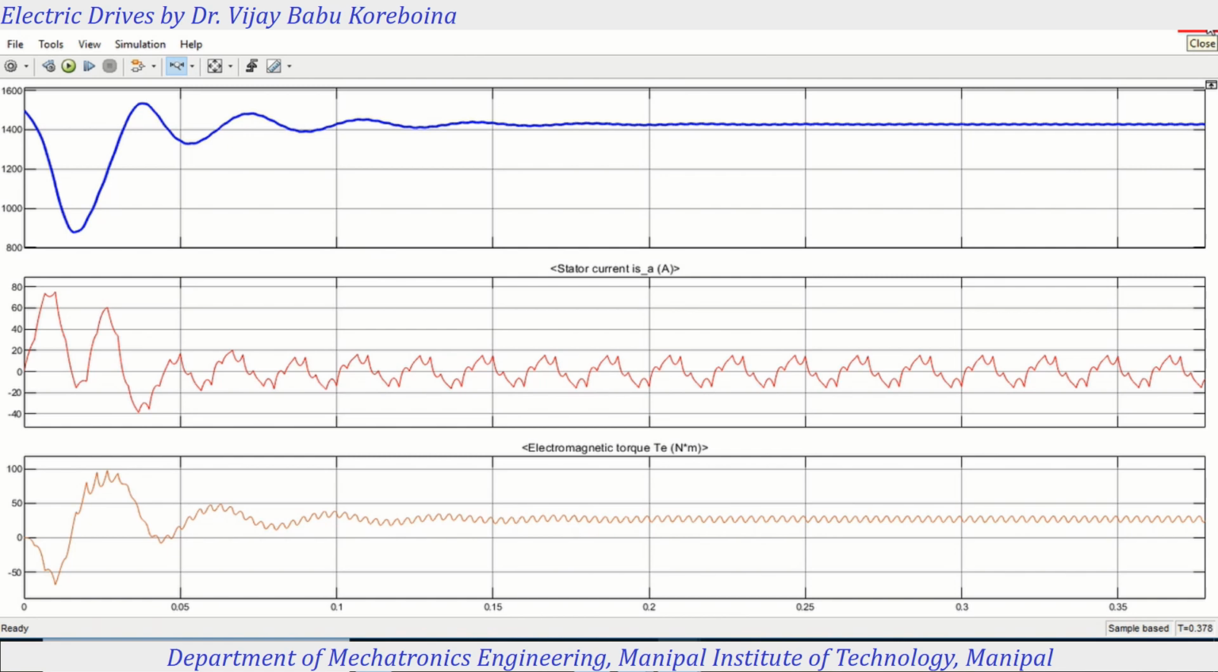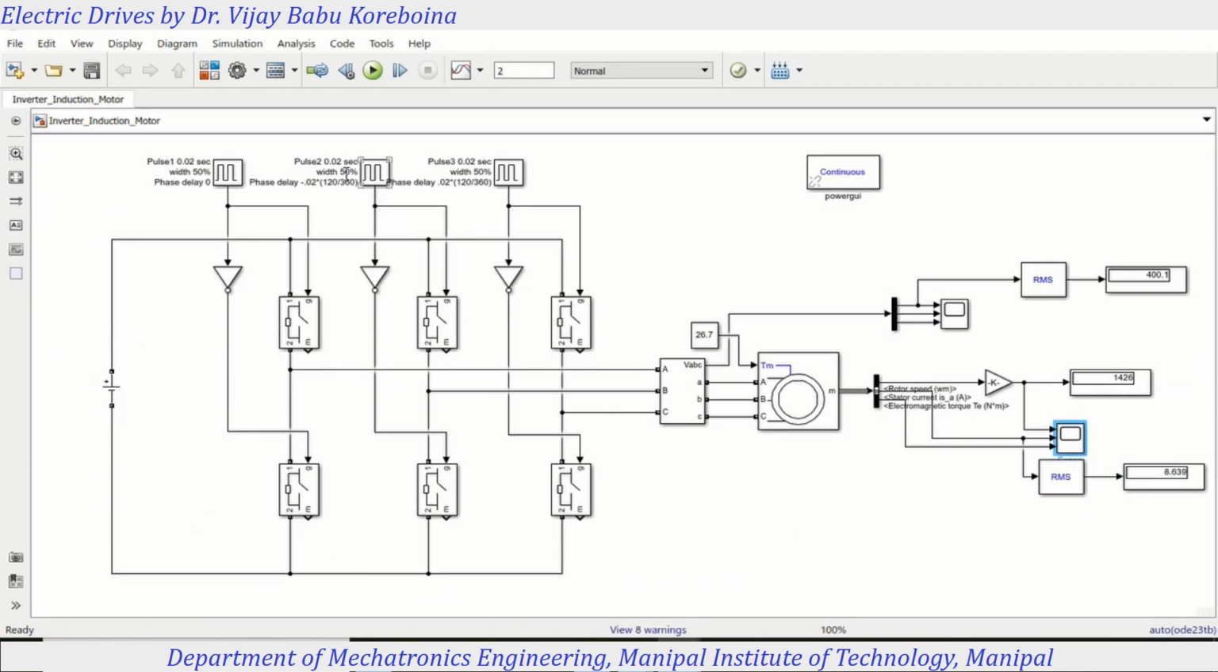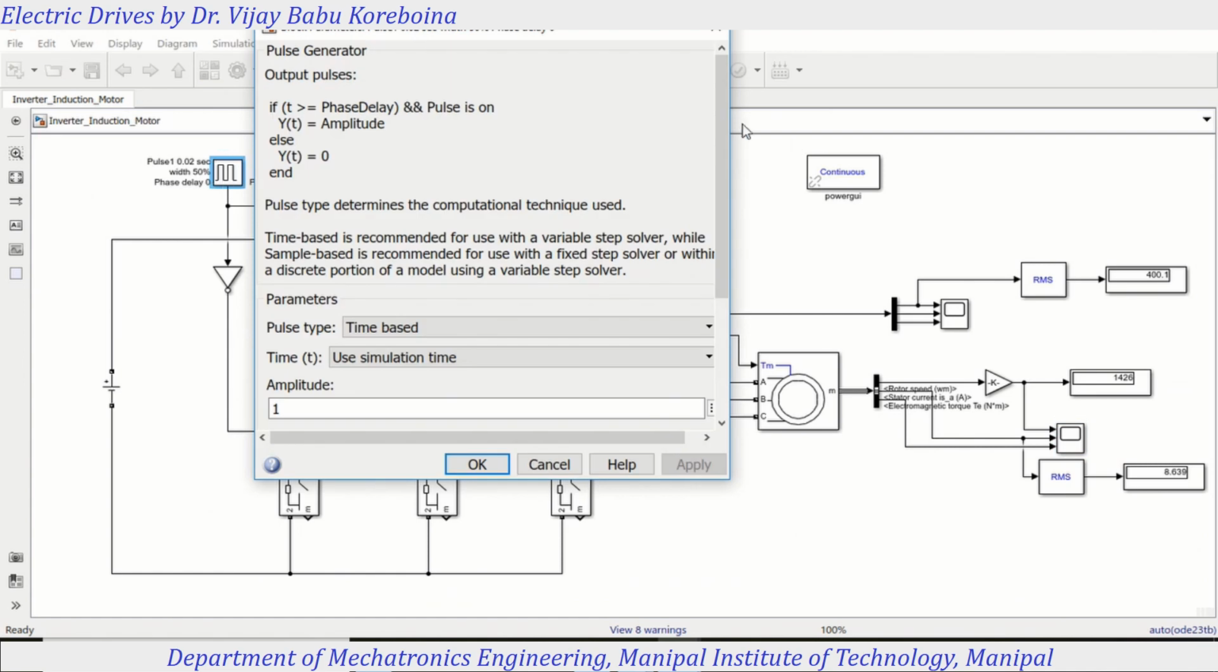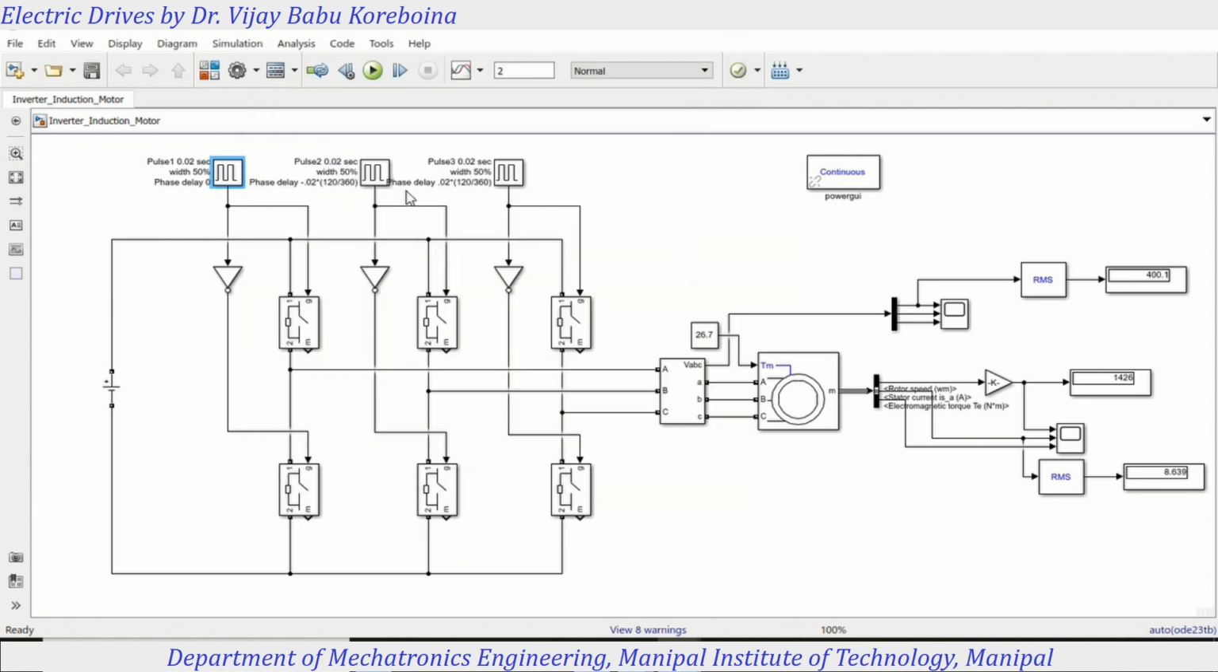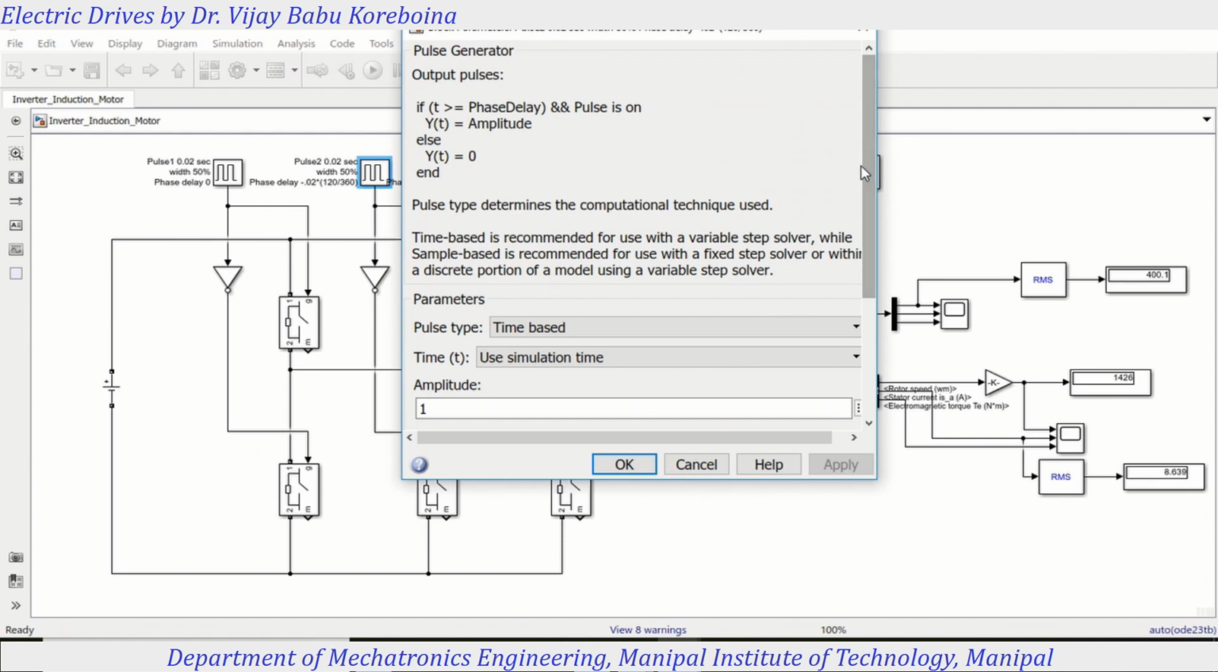However, since we need a variable supply, for the fixed point it's okay, we can give a fixed supply from the supply itself. But we need an inverter. Why? Because we need a variable voltage and variable frequency. What I'll do is reduce the frequency to half. Frequency to half means 25 hertz, which corresponds to 40 milliseconds. So that entire thing I'll just change here in the switching.